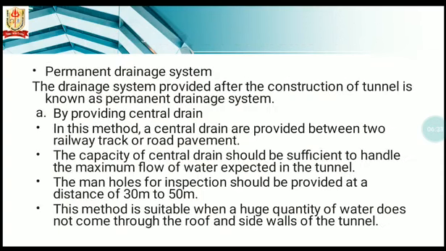Next is the permanent drainage system. The drainage system provided after the construction of the tunnel is known as a permanent drainage system. First, by providing a central drain. In this method, the central drain is provided between the two railway tracks or road pavements. The capacity of the central drain should be sufficient to handle the maximum flow of water expected in the tunnel. The manholes for inspection should be provided at a distance of 30 meters to 50 meters. This method is suitable when a huge quantity of water does not come through the roof and the side walls of the tunnels.